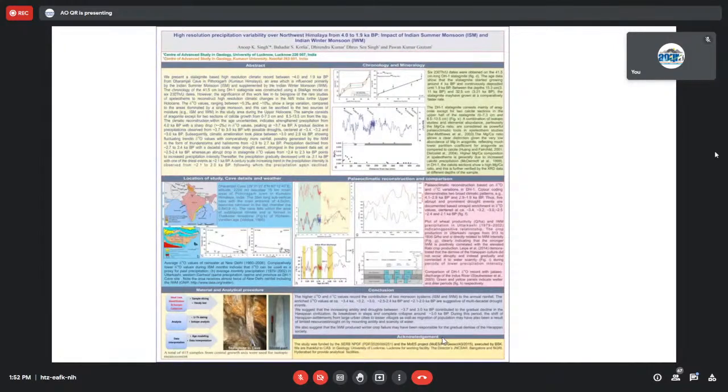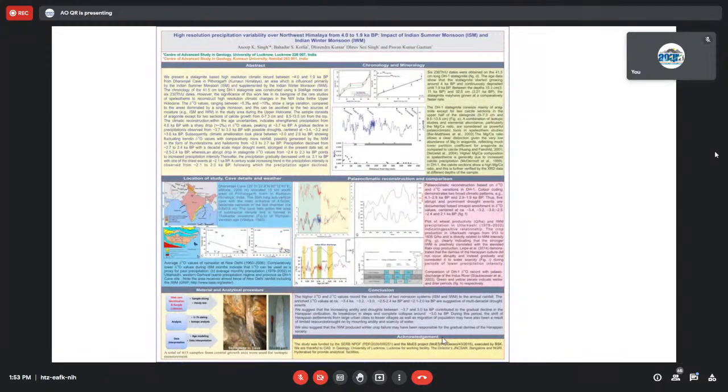So over to Anup. Okay, good afternoon, all respected researchers. We collected a 41.5 centimeter long stalagmite from this cave. The entrance of the cave is very narrow and narrower at the end, and this is good for isotopic equilibrium. First of all, we sliced this stalagmite into two parts, one for the uranium thorium dating and the second for the isotopic analysis and for mineralogical composition. Then we obtained 6 uranium thorium dates from this stalagmite and 415 isotopic samples.